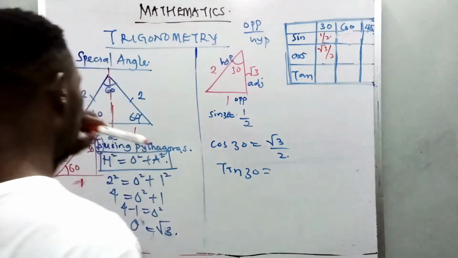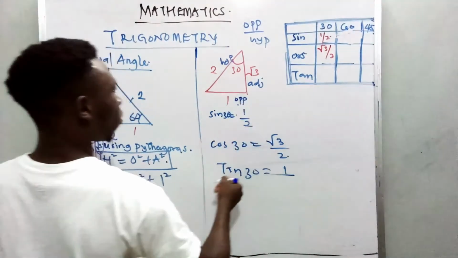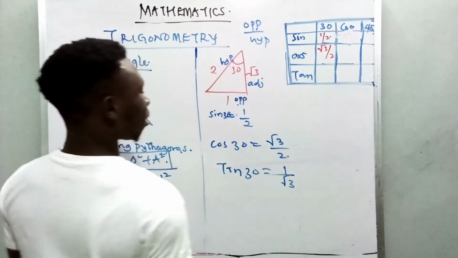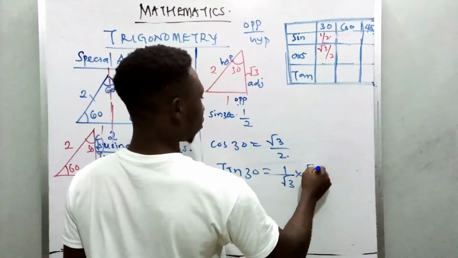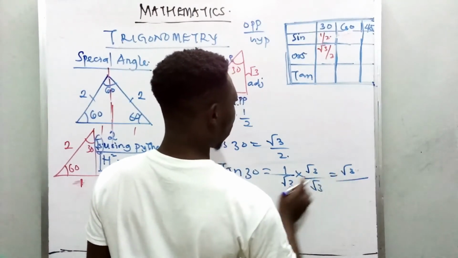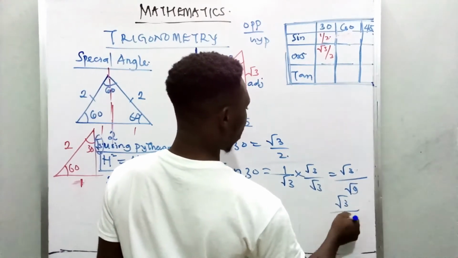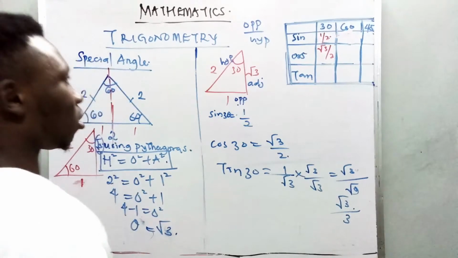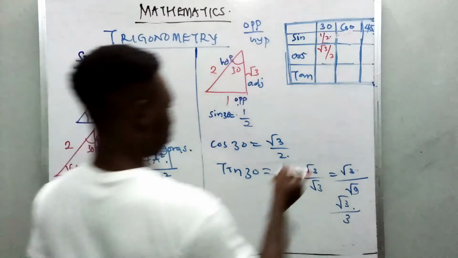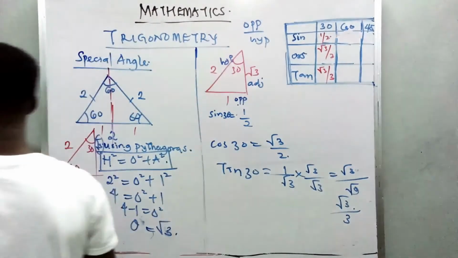And finally, tan 30 is equal, don't forget your tan. Your tan is what? Opposite 1 over what? Adjacent, root 3. At this junction, we cannot leave this like this, so we want to rationalize. Root 3 over root 3. 1 times root 3, that's equal to what? Root 3 over root 3 times root 3, that's what? Root 9. So that's what? Root 3 over 3. So our tan 30 is going to give us the value of root 3 over 3.